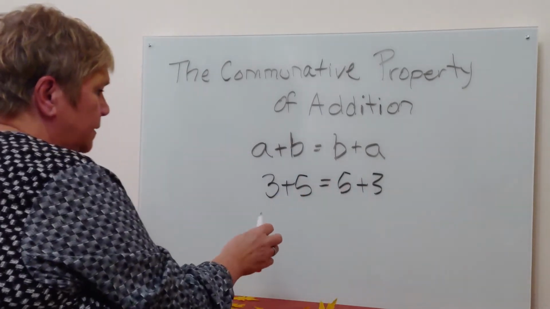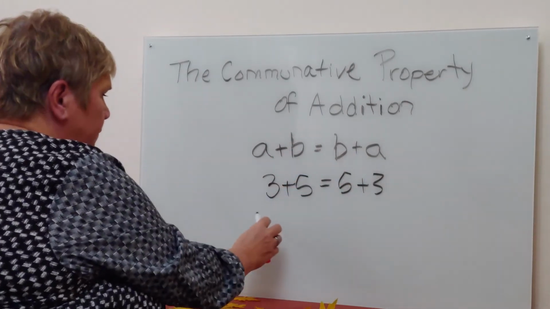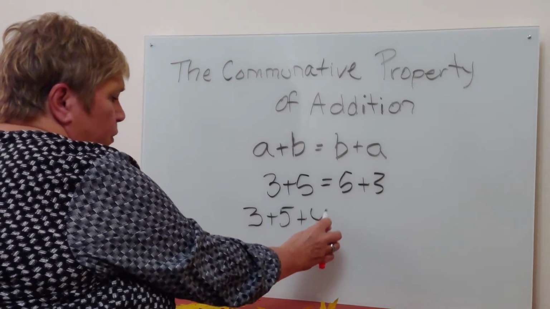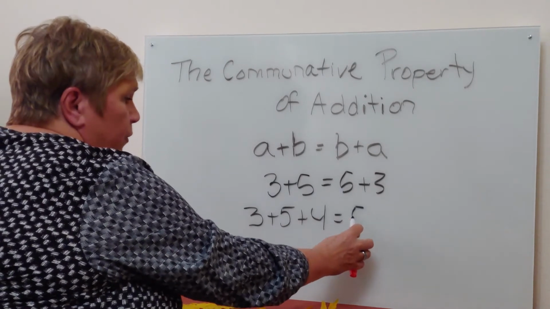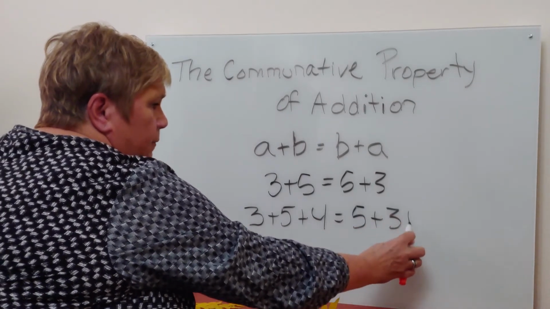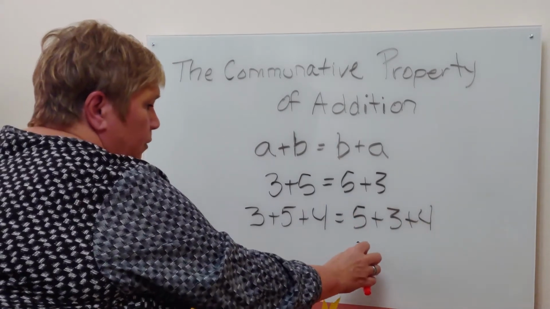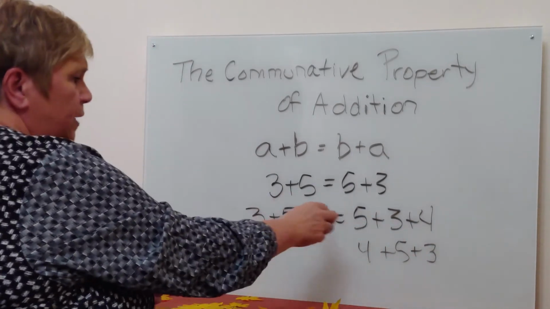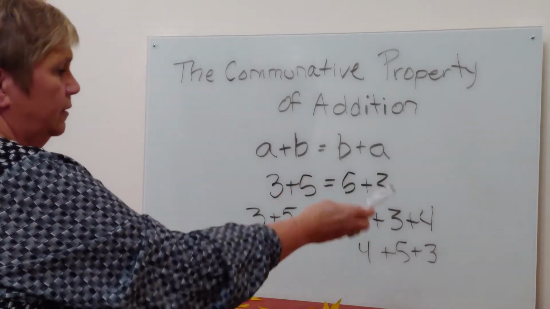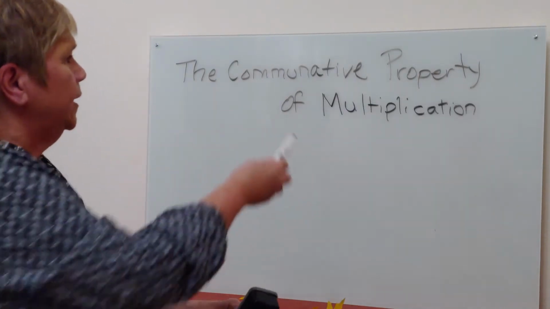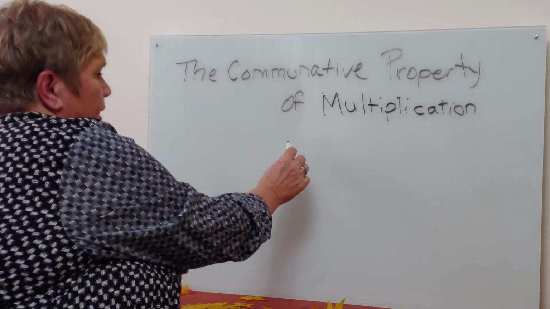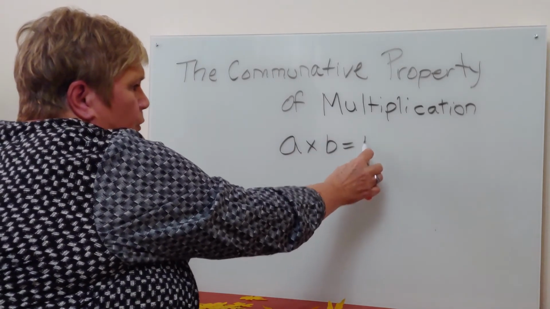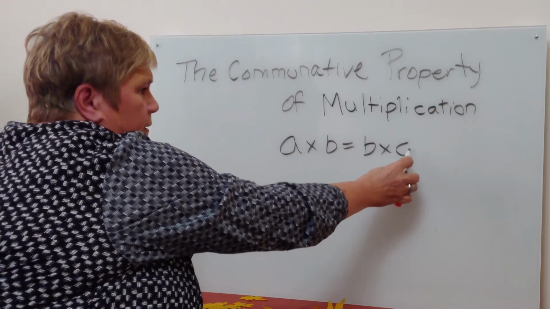8 equals 8. Even if I have more than one, I can have 3 plus 5 plus 4, and that will equal any order: 5 plus 3 plus 4. It'll also equal 4 plus 5 plus 3. So the order that we add things in doesn't make any difference to the outcome of the equation. This same property holds true for multiplication. If I have A times B, it's equal to B times A.